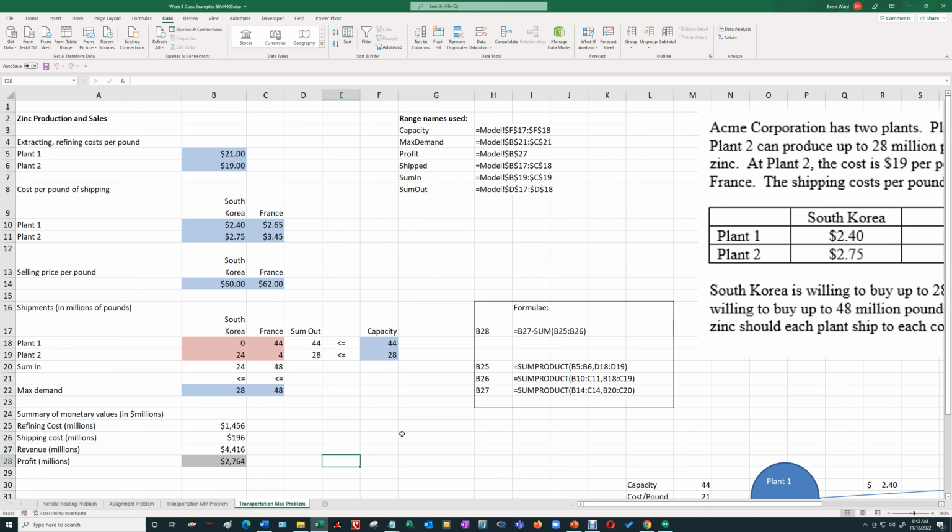So what I would like you to do is analyze this. Why did it decide not to ship anything from Plant 1 to South Korea? Why did it ship everything from Plant 1 to France, for example? See if you can reason through that. It's not going to be immediately obvious, but you should be able to come up with some preliminary conclusions, because this problem is a little more complicated than some of the other ones that we've done. But that's how you do a maximization transportation problem.